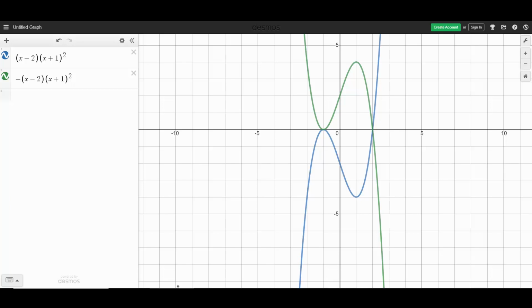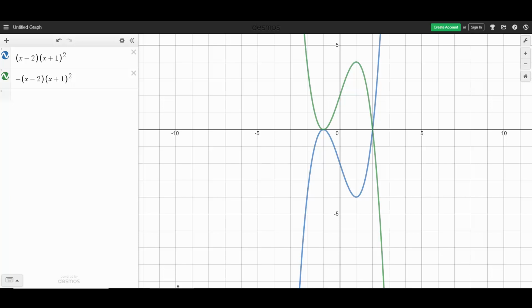So remember, the ends are these guys over here. As I go to the left, this thing is going up. And as I go to the right, the green polynomial is going down. So as I go to the left, it goes up. As I go to the right, it goes down.